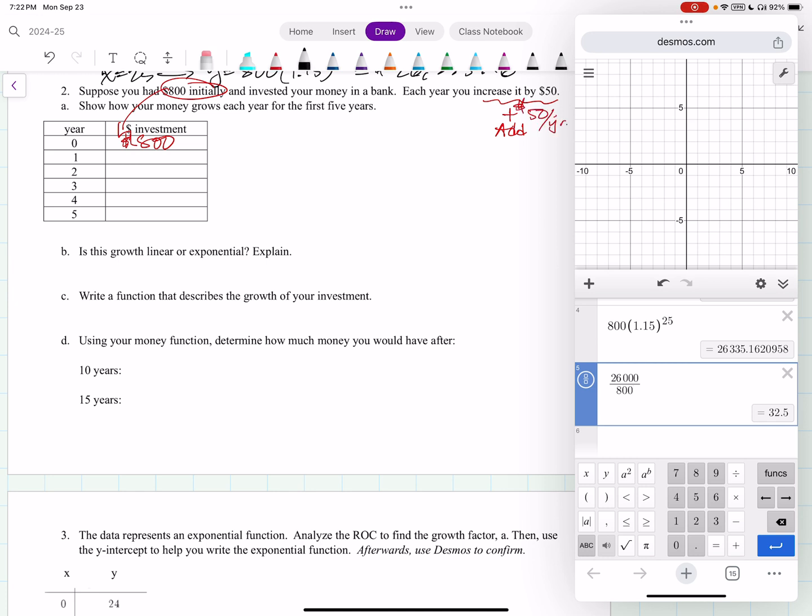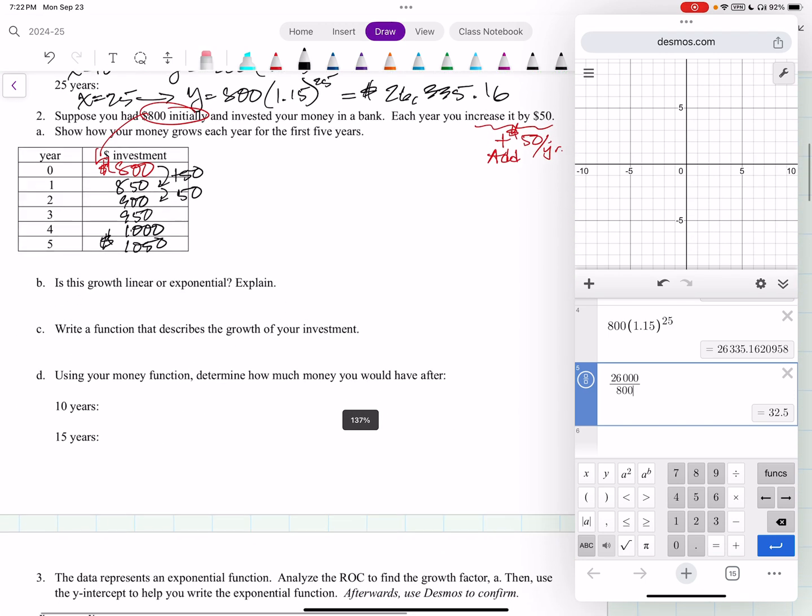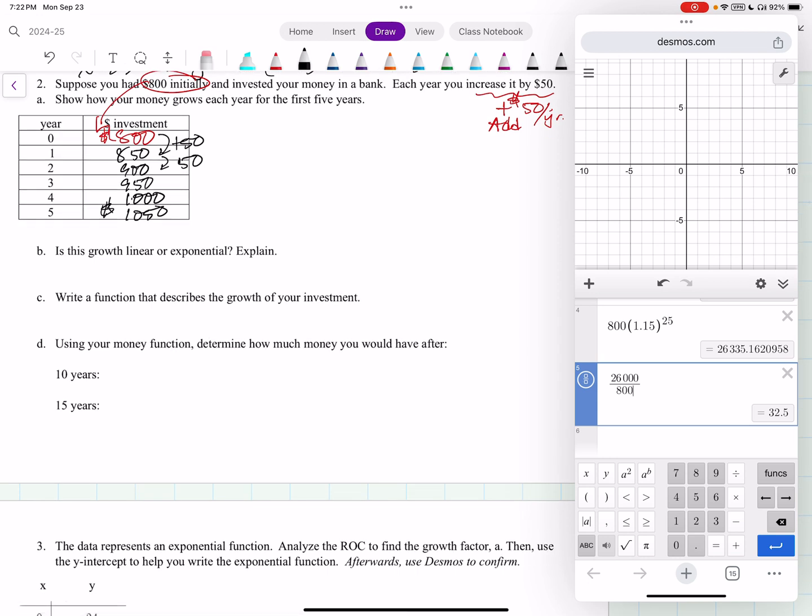So let's work this out. After 1 year, you have 850 bucks. And then again, we're adding 50 here. Add 50 again. Just do the arithmetic. So 900, 950, 1,000, 1,050 bucks. And that's after 5 years. Compared to the previous situation, just look at the difference here. Growing by a percentage versus by a fixed amount is a totally different situation.